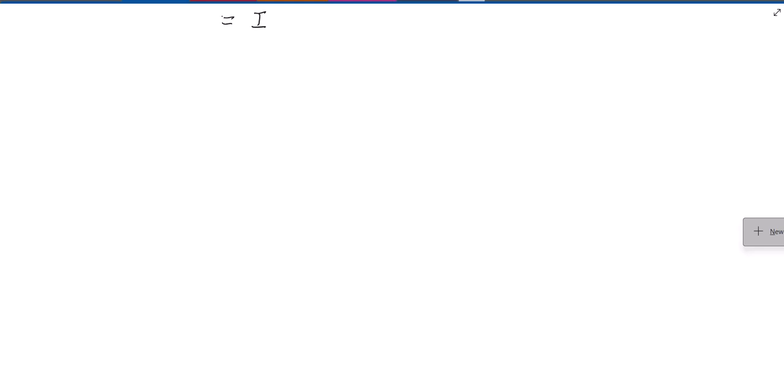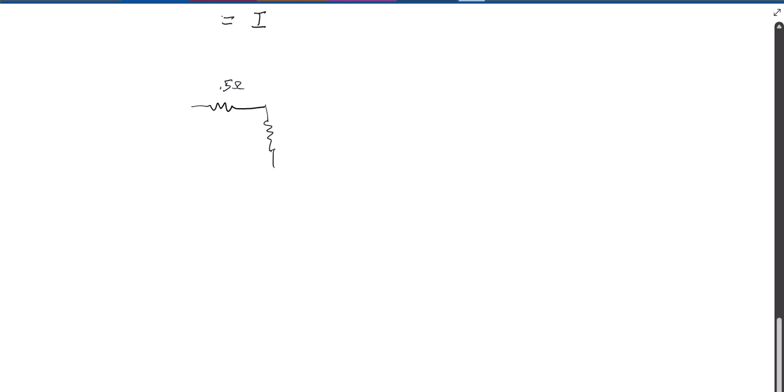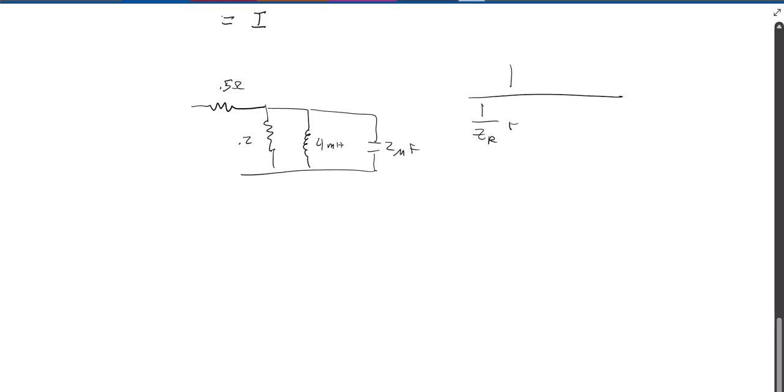So we had our RLC circuit, and we had a resistor up here that was 0.5 ohms, and a resistor here that was 0.2, an inductor that was 4 millihenries, and a capacitor that was 2 microfarads. I had just said that we needed to find the parallel impedance, which would be 1 over ZR plus 1 over ZL plus 1 over ZC.